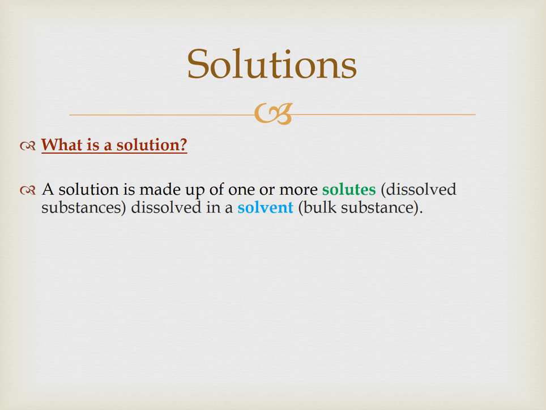Okay, so a solution is a mixture that is made up of one or more solutes, which are our dissolved substances, dissolved into a bulk solvent. So we could have a solution of NaCl and sugar, because they would both dissolve in water, but when they dissolve, we wouldn't be able to see the individual particles.